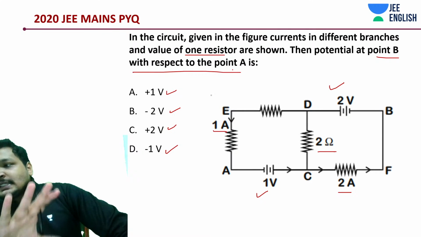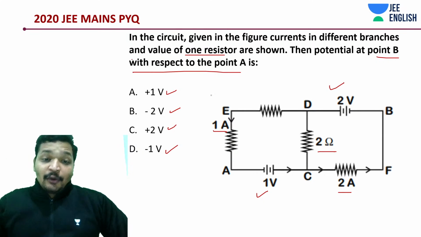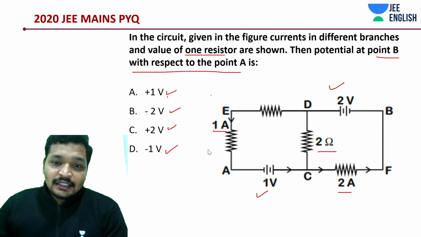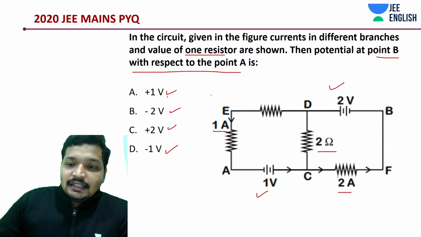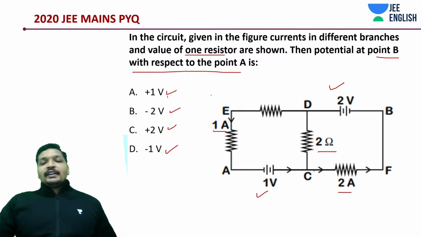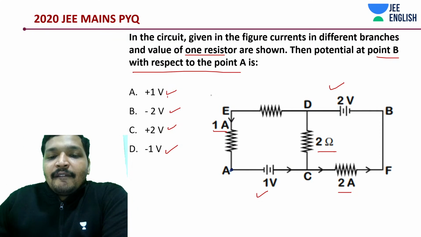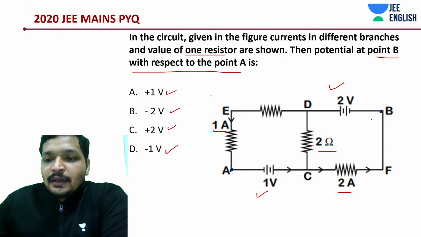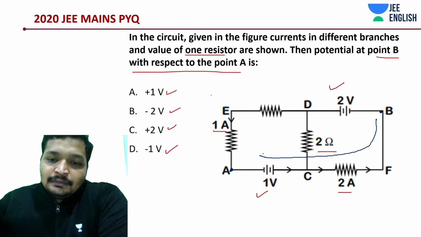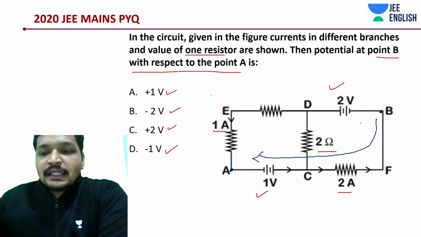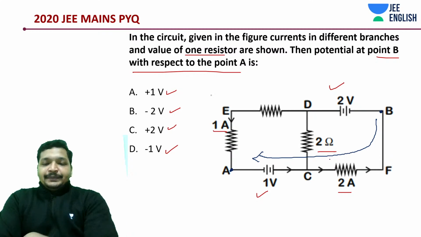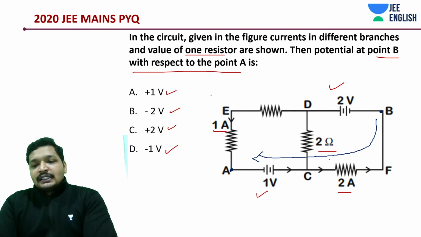Okay, this is the way that you can predict, given this kind of friendly options. I wouldn't say this is not a friendly option. This is definitely a friendly option. So you need to find out potential of A with respect to B. B with respect to A. Basically, you go in this direction. And current is flowing in which direction? This direction. Okay.